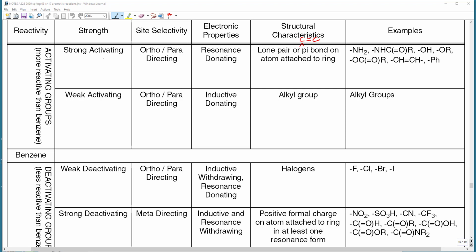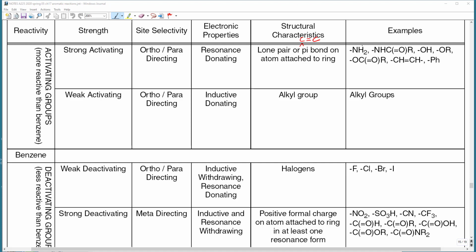Starting at the top, strong activating groups are going to be ortho-para directors because they are resonance donating. They're going to stabilize the ortho and para intermediates and make those pathways faster. Now, over here on the right is a list of some very typical common activating groups that we might see. These activating groups are characterized by a particular structural feature. They all have either a lone pair or a carbon-carbon pi bond on the atom that is directly attached to the ring.